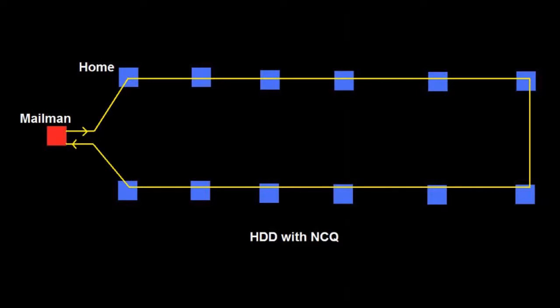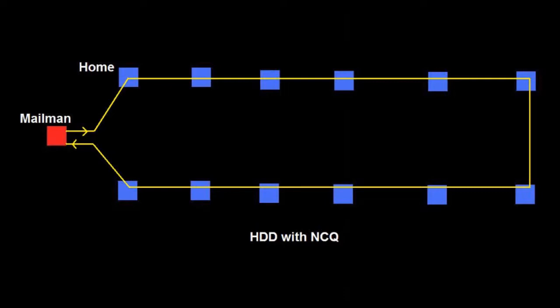One great big circle. That's it. A lot less walking. Well, this is what native command queuing does in the hard drive. This all takes place inside the hard drive. There's no overhead. The hard drive takes the information that it gets from the system, looks to see where the heads are located, and rearranges its requests to compensate, causing less wear to the heads, as you can see in this demonstration here.